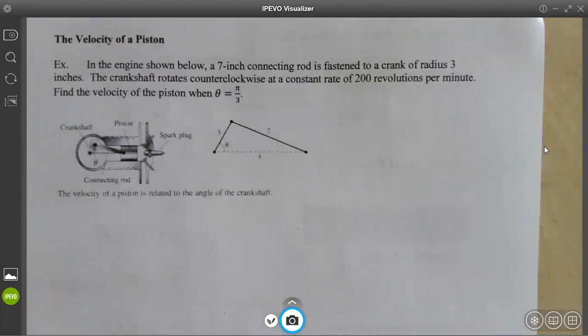All right. The velocity of a piston in the engine shown below, a 7-inch connecting rod is fastened to a crank of radius 3 inches. The crankshaft rotates counterclockwise at a constant rate of 200 revolutions per minute. Find the velocity of the piston when theta equals pi over 3. First thing I want you to notice is I see a triangle, yes, but is it a right triangle? Okay, so can we use Pythagorean theorem?